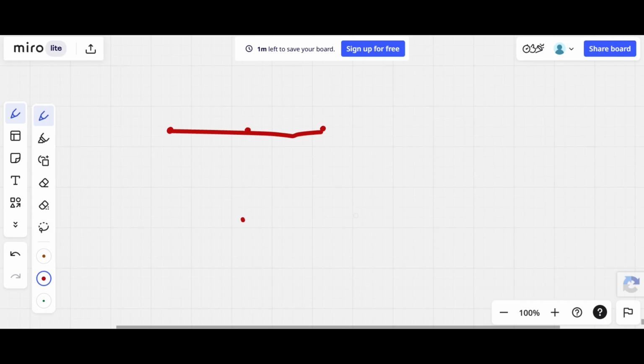Okay, and non-collinear points do not lie on a straight line. So we have to understand that if there are three non-collinear points, then there is always a unique circle which will pass through these three non-collinear points. It's a unique circle. Only one can pass like that, not more than one.